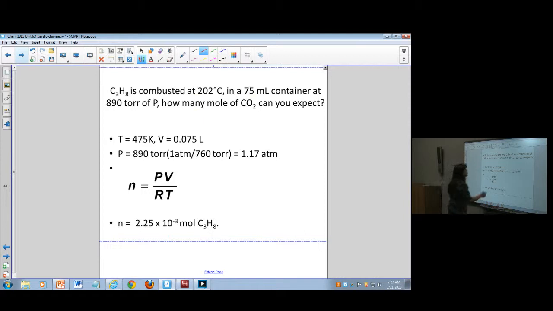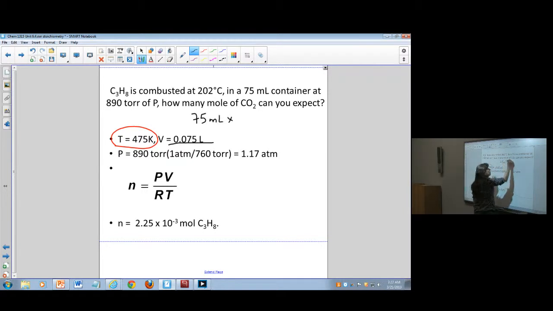But I can convert that. So my temperature is going to be 475 Kelvin. Volume is 0.75 liters. Just in case you've forgotten, that's 1 liter over 1,000 mL. People turn these around and backwards all the time. So even if you're pretty sure you know what the volume is, double check yourself and make sure you've got it in the right direction. And then you find the number of atmospheres given your torr.